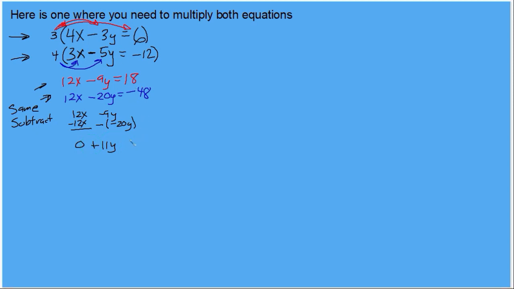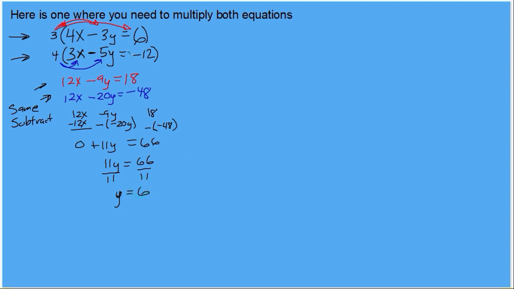And then when I subtract again with just numbers, same thing. 18 minus negative 48 is actually 18 plus 48, because two negatives make the positive. So I end up with 66. I'm going to divide both sides by 11. And I get my first half of the answer: y is equal to 6.